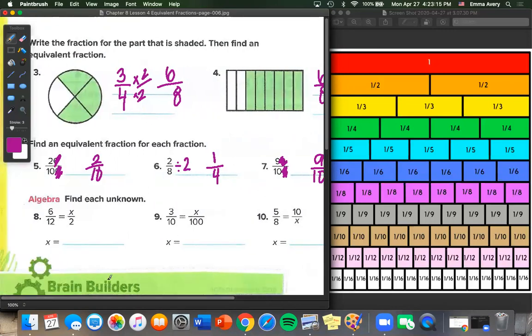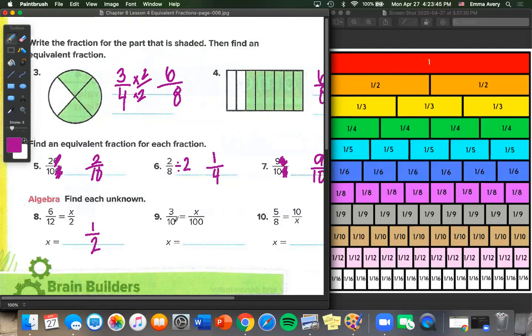Number 8, find each unknown. So we need to find what 6/12 is equal to with a denominator of 2. So if we take our 12 and we count 1, 2, 3, 4, 5, 6, and we go up all the way to 2, that's going to be 1/2. And we probably could have guessed that because we know 2 halves would equal 1, and 6/12 doesn't equal 1.